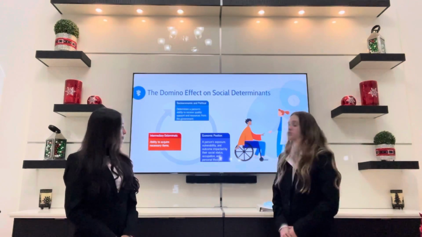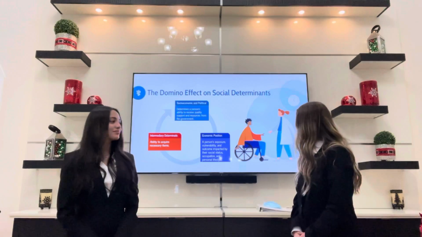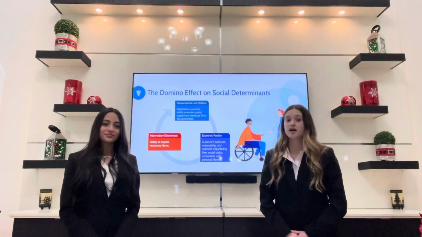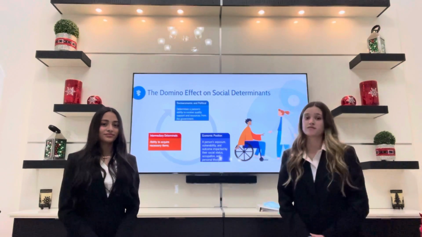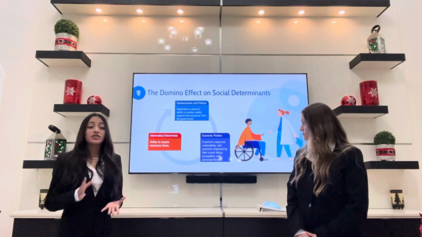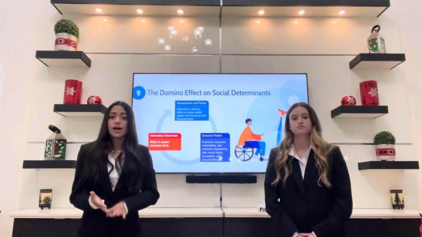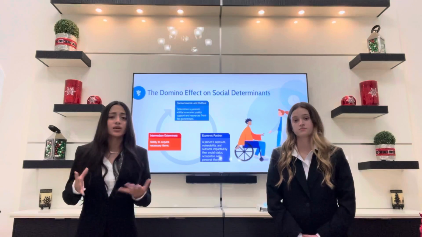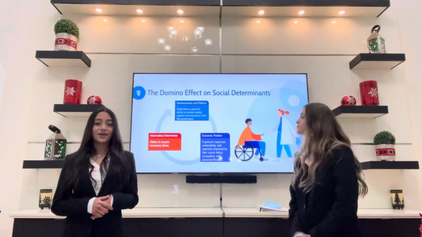Economic position determines a person's exposure, vulnerability, and outcome, impacted by their social status, occupation, and personal lifestyle. And obviously, that's bad. So will intermediary determinants, which are the necessities that we need to survive, such as housing, food, ailments, pretty much anything we need. If one fails, so does the other.